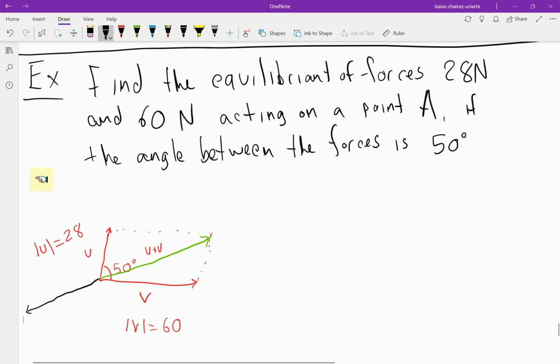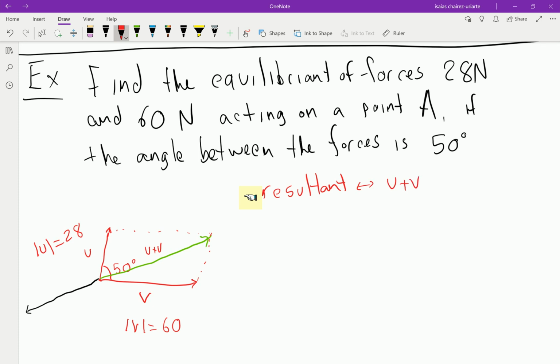Right now our goal is to find the magnitude of the equilibriant. This green one is my resultant. So the resultant is u plus v. So first of all, we've got to find that vector u plus v. How do we find this vector u plus v?